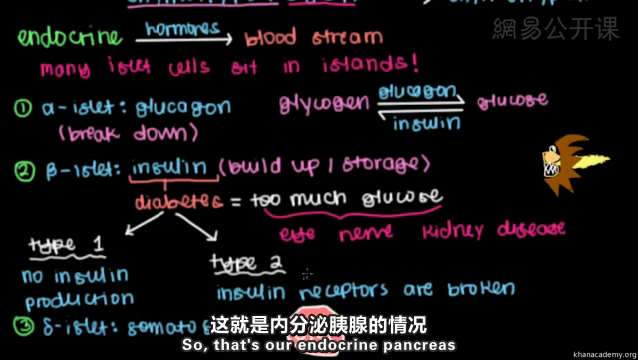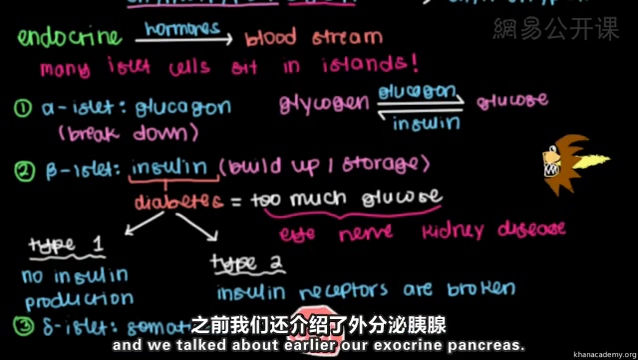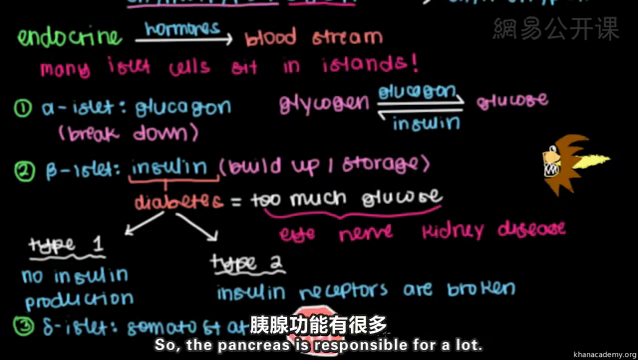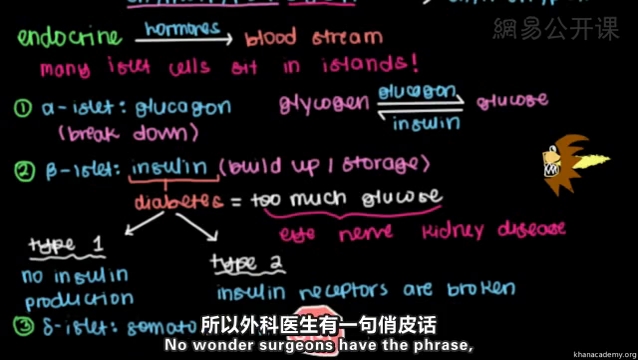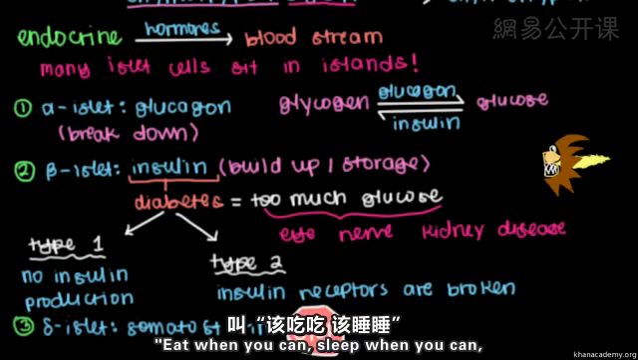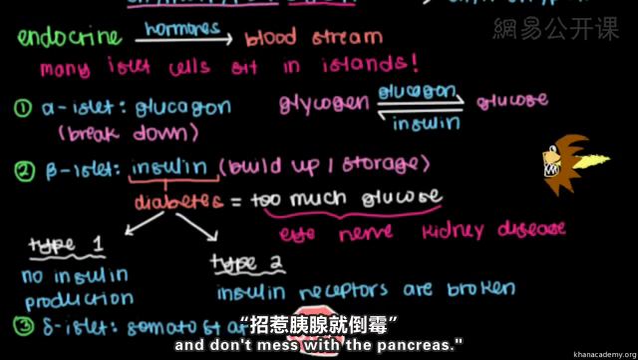So that's our endocrine pancreas, and as we talked about earlier, our exocrine pancreas. So the pancreas is responsible for a lot. No wonder surgeons have the phrase, eat when you can, sleep when you can, and don't mess with the pancreas.